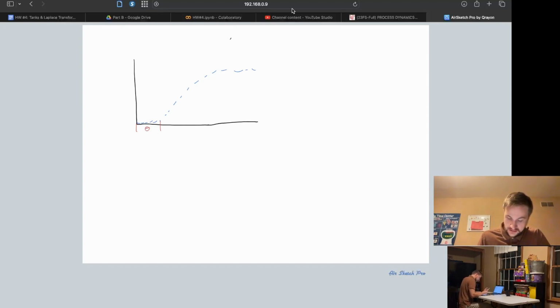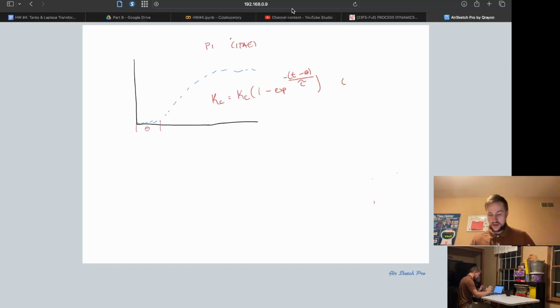The way this operates is it is going to be KC multiplied by 1 minus the exponent of negative time minus our dead time over tau, where time is being evaluated greater than the dead time. So this is our PI controller that we're going to be using, the function in which it's operating under.